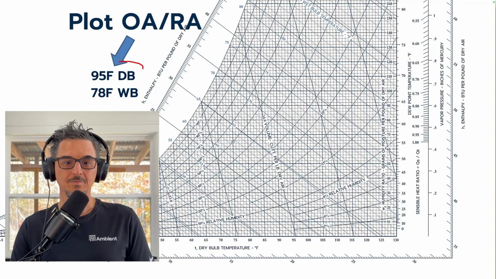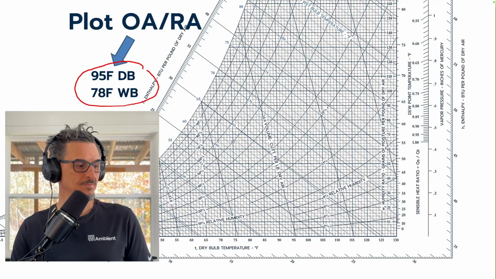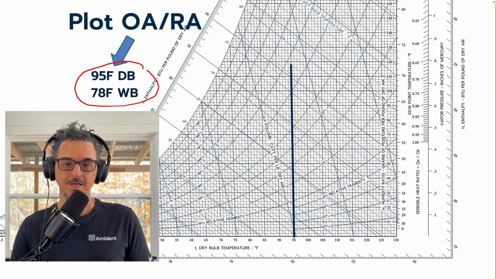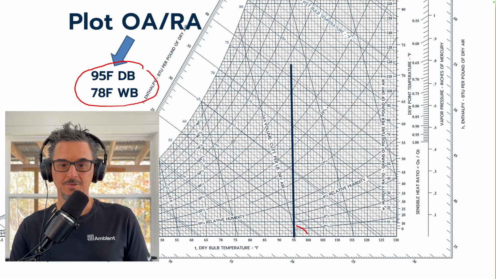So if you recall, our outdoor air is 95 degrees dry, 78 wet. Let's go ahead and plot that on the psychrometric chart. So the dry bulb's down here. That's 95 degrees dry bulb, which is right here. And we have 78 degree wet bulb, which is right here. So our resultant state point is located right here.